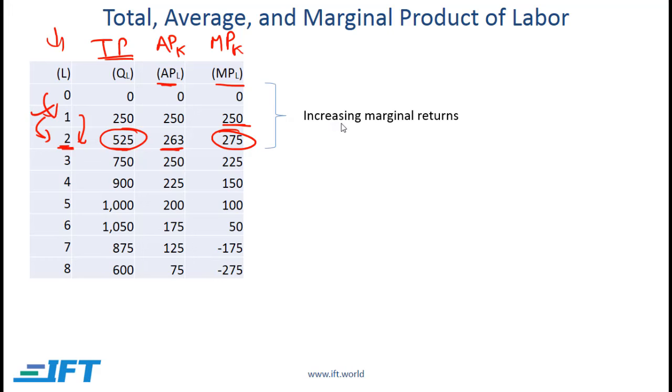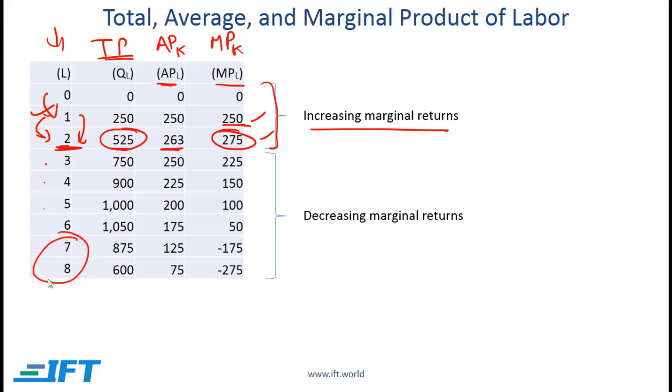Now I also want to point out the concept of increasing and decreasing marginal returns. Over here, up till the second unit of labor, we have increasing marginal returns. Notice as we go to the first laborer, our marginal product goes up to 250, then our marginal product goes up to 275. So as we are adding more labor, our marginal product is increasing. But then after this, we have decreasing marginal returns because adding more labor causes the marginal product to decrease. And in fact, if we have too much labor, then the marginal product is actually negative.